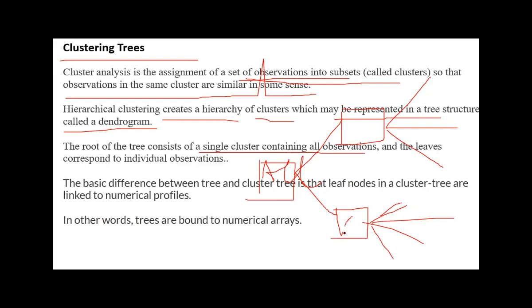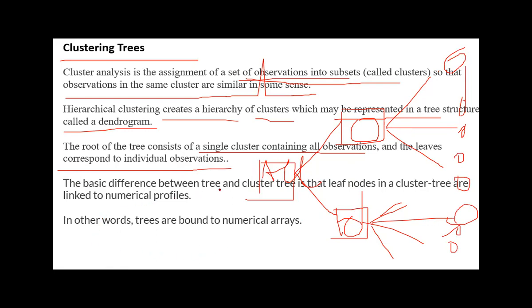See here, observations alike. In some other cases they are equal, we write those here. Dividing like this, such a type of tree is called a clustering tree, right? And the leaves correspond to individual observations. You can divide the clusters down to individual observations.